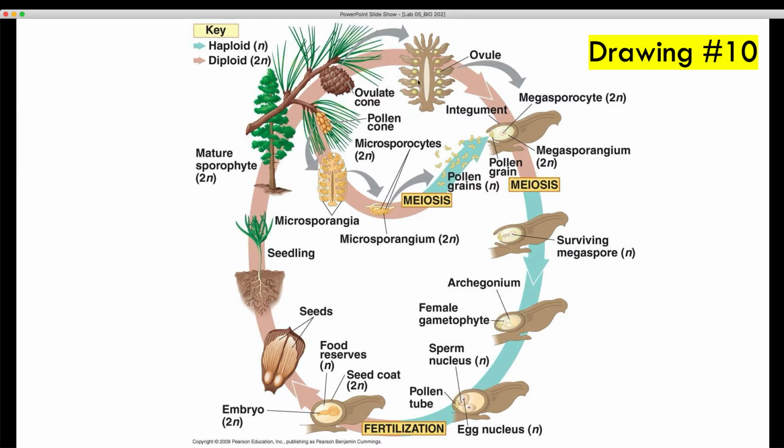Then the pollen grains are going to locate the egg cells, right? Eventually, fertilization will occur. It's going to grow into a seed, and then those seeds are going to germinate somewhere at some point and grow into a mature sporophyte after a while.